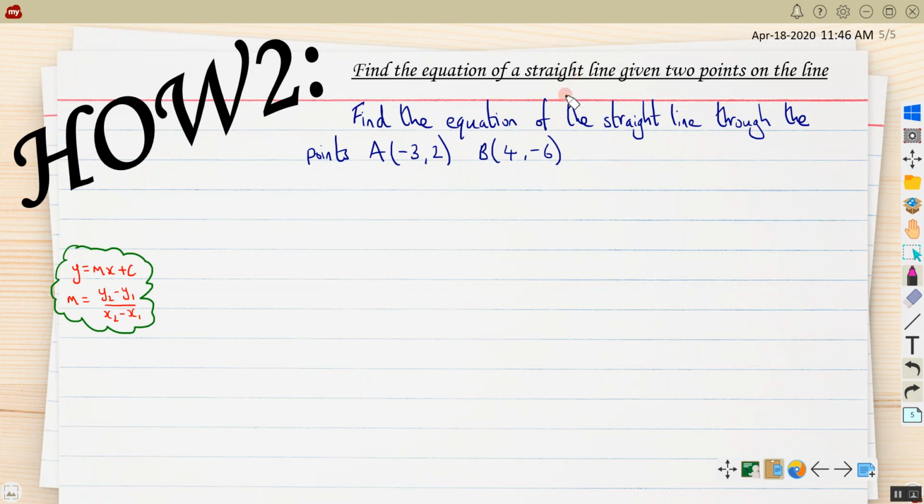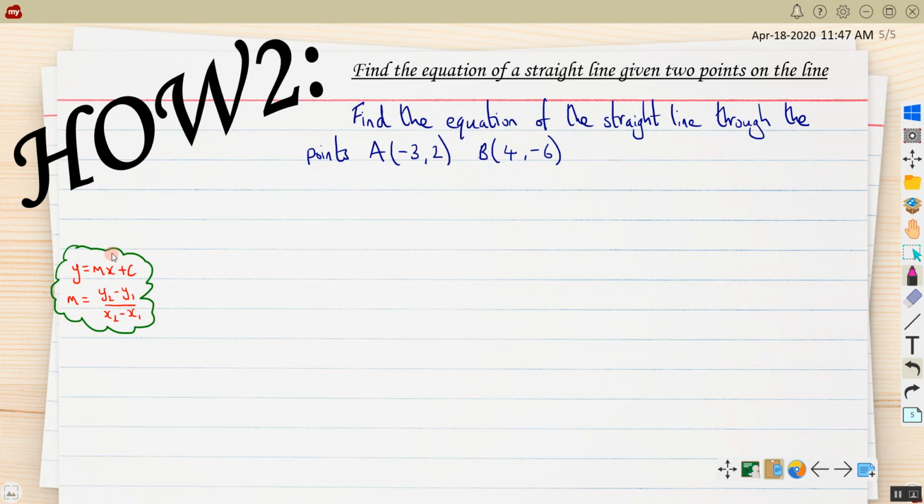This is how to find the equation of a straight line given 2 points on that line. Okay, so I just made this question up. Find the equation of the straight line through the points A, which is (-3, 2), and it also goes through the point B, which is (4, -6). Now I have no idea if we're going to get whole numbers out or what. It doesn't matter though, it's exactly the same process if it's whole numbers or not.